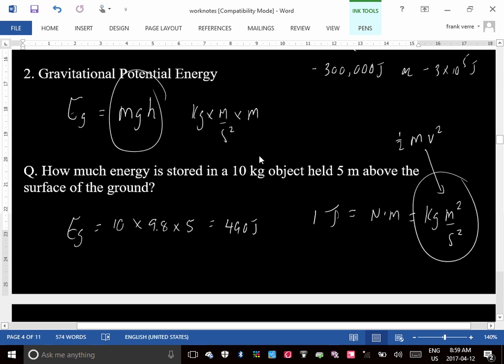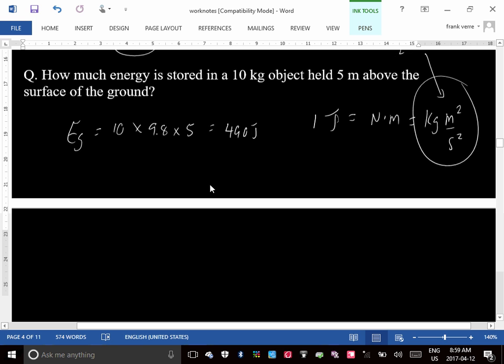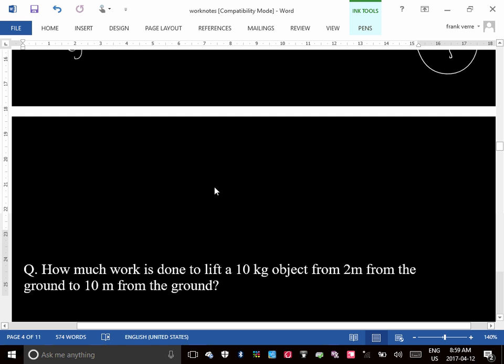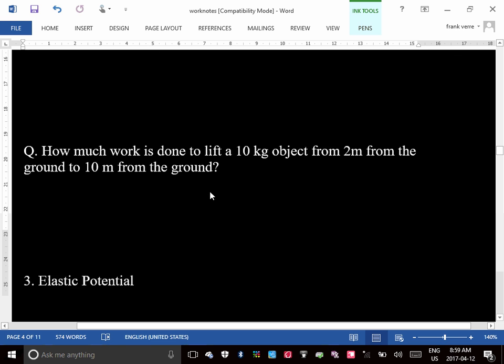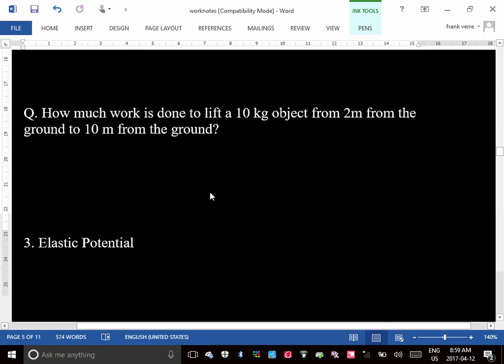But we'll do the same thing now that we did with the first scenario. What if we change the height? You know how we changed the speed and wanted to know the work done? What if we change the height? So in our second question, what if we take an object and, you guys okay? Can I move on to the next question? Okay. What if I take an object and I lift it from 2 meters from the ground to a height of 10 meters from the ground?